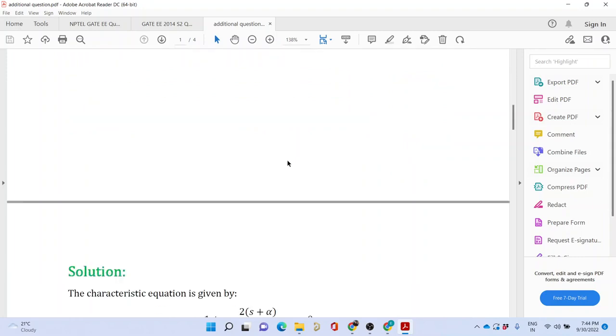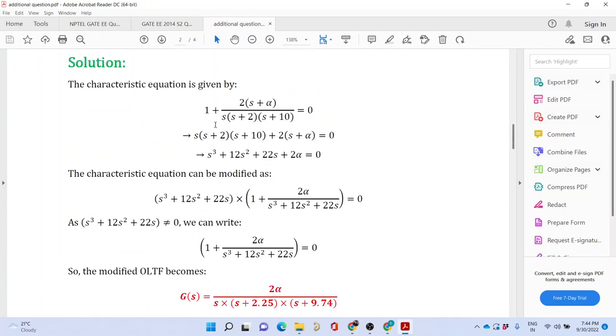Okay, let me show you how to do it. See, 1 plus this is G(s), the open loop transfer function. So now the characteristic equation becomes this, and if you simplify it, it becomes s cube plus 12 s squared plus 22 s plus 2 alpha equal to 0. Now you have to modify it. You take this as common. So if you take this as common, what we have is 1 plus 2 alpha divided by s cube plus 12 s squared plus 22 s.